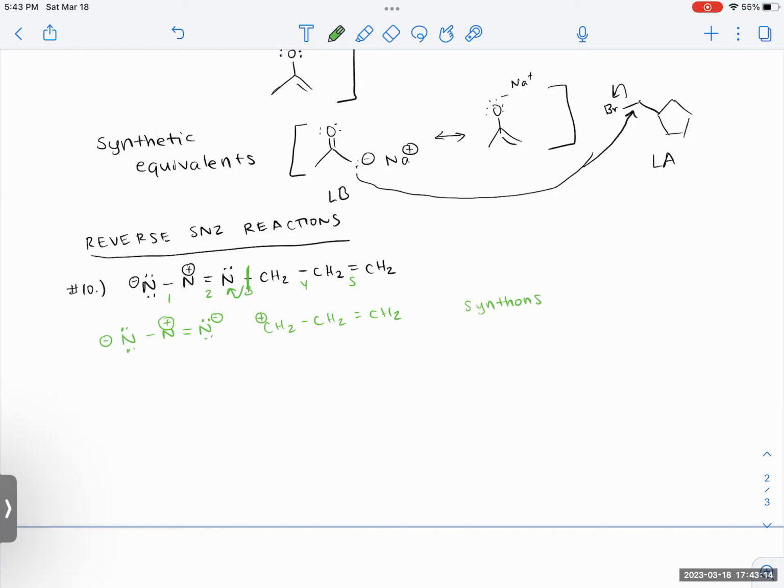So for our synthetic equivalents, we just need to add a cation to kind of stabilize this one a little bit. And over here, we need to add a bromine.